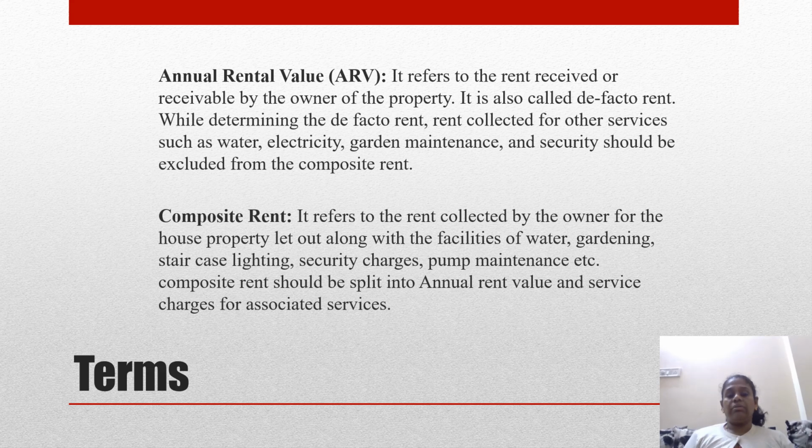While finding out the actual rent, any expenses like water and garden maintenance should be excluded from the calculation of actual rent. And what is composite rent? It is rent collected by the owner for a let out house property along with the facility of water, gardening, staircase, lighting, security, pump maintenance, etc. So composite rent should be split into annual rental value and service charges.